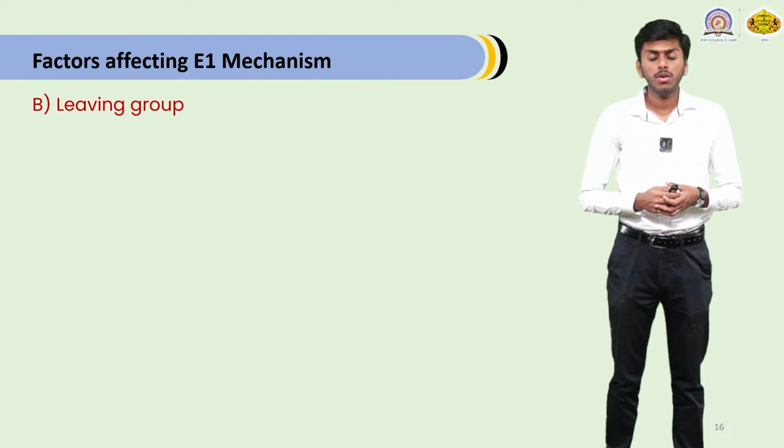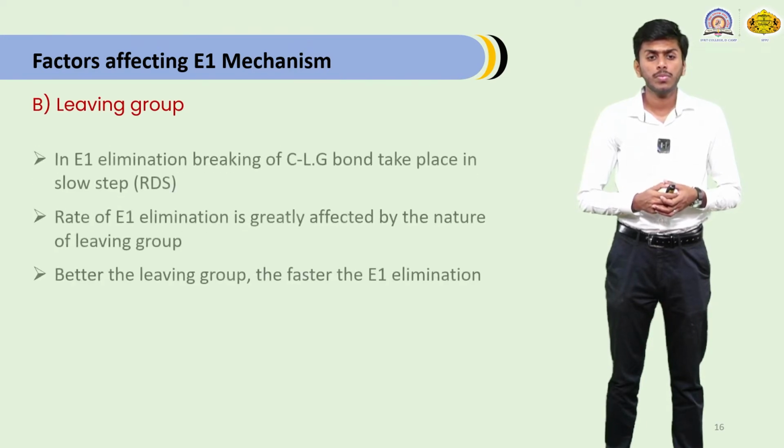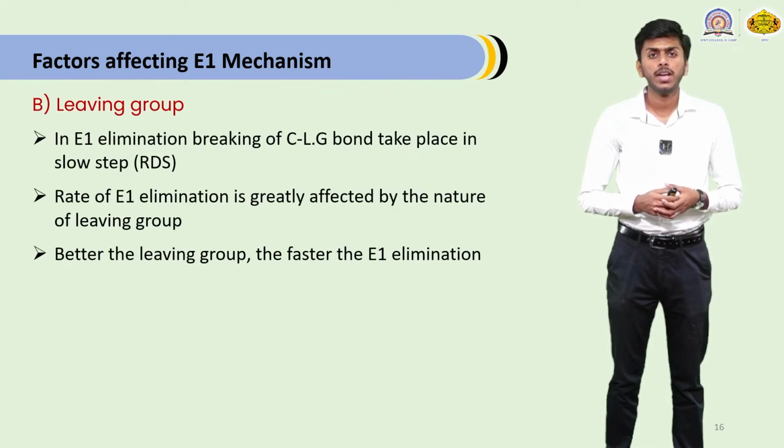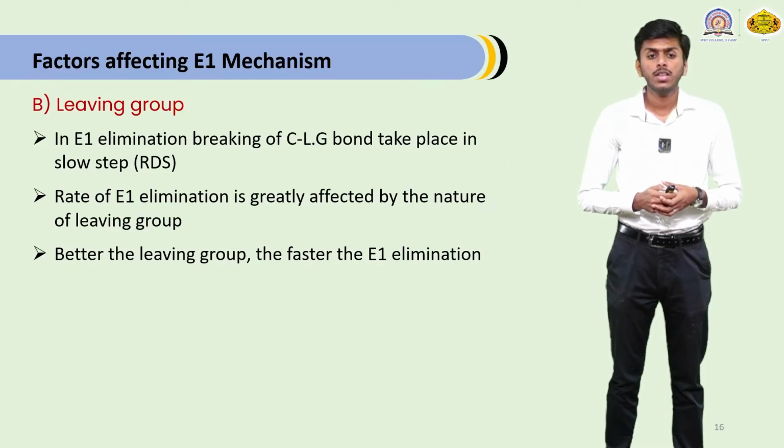Second factor which affects E1 mechanism is the leaving group. In E1 elimination, breaking of the carbon and leaving group bond takes place in a slow step, which is the rate determining step. Rate of E1 elimination is greatly affected by the nature of leaving group. Better the leaving group, the faster is the bond breaking and faster is the E1 elimination reaction.